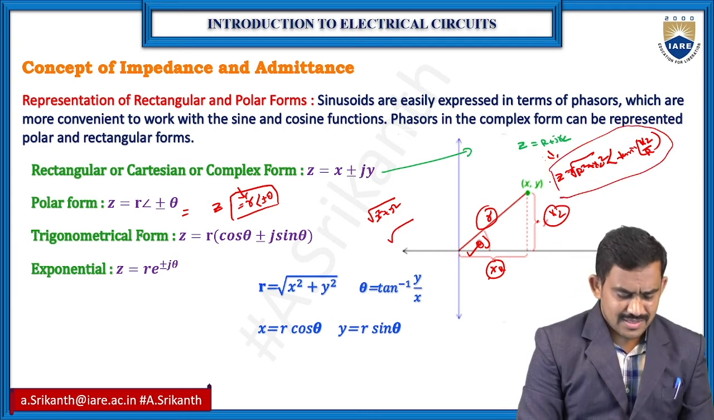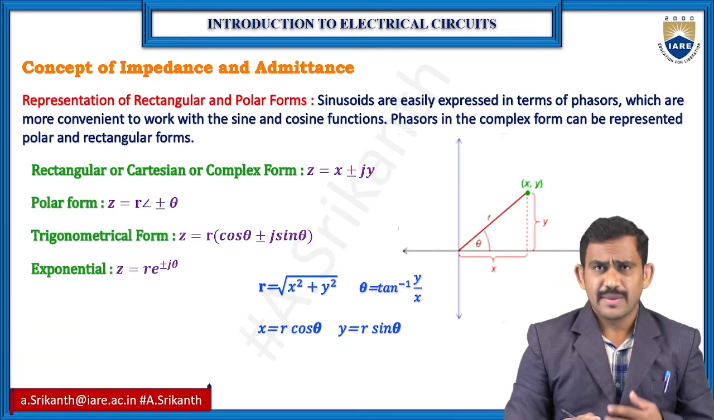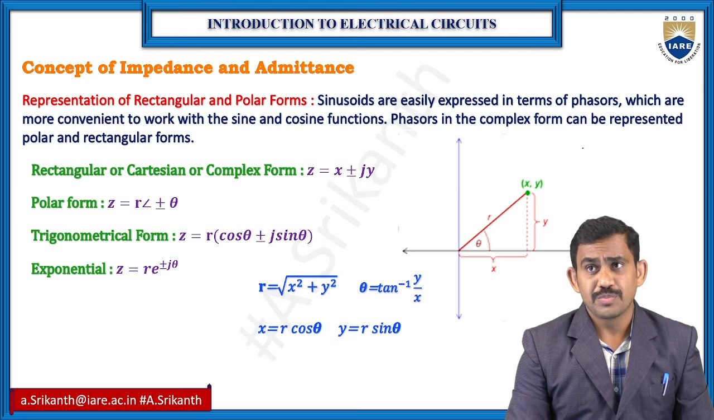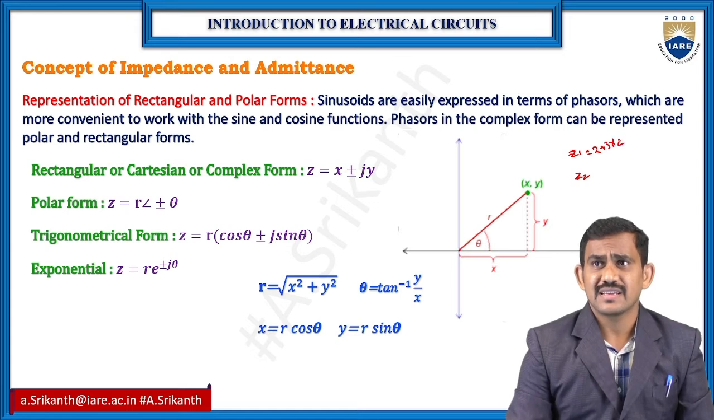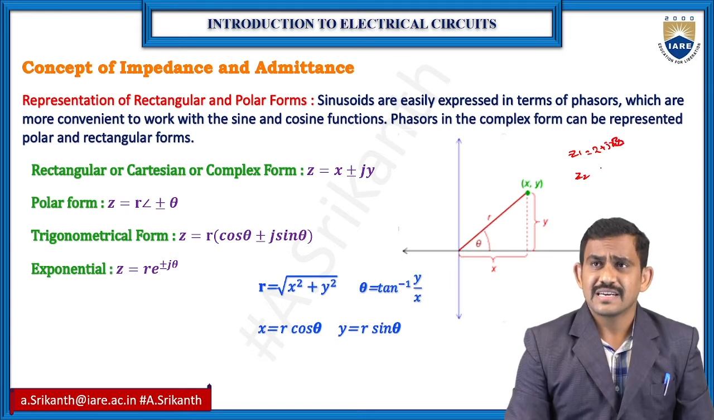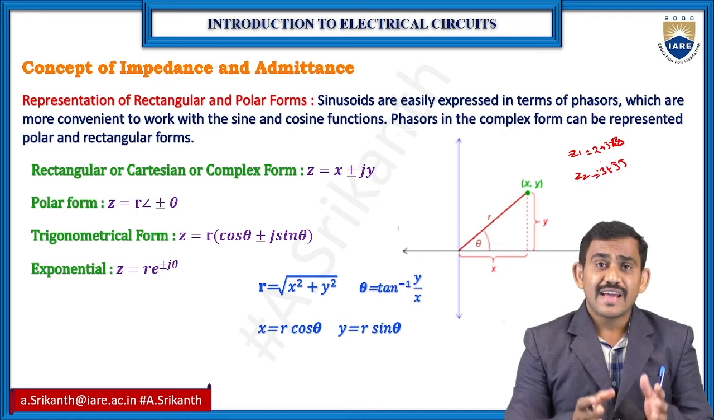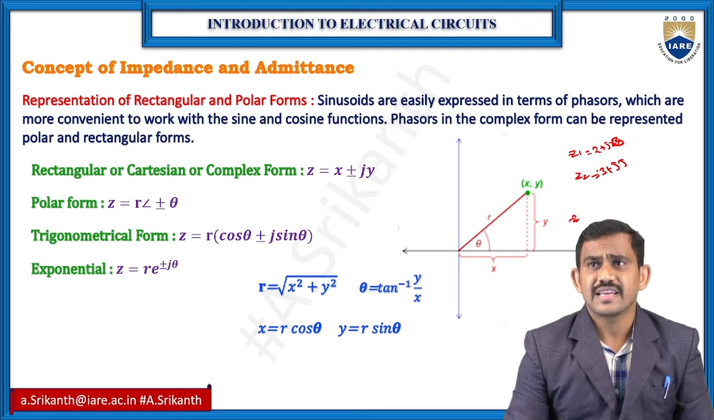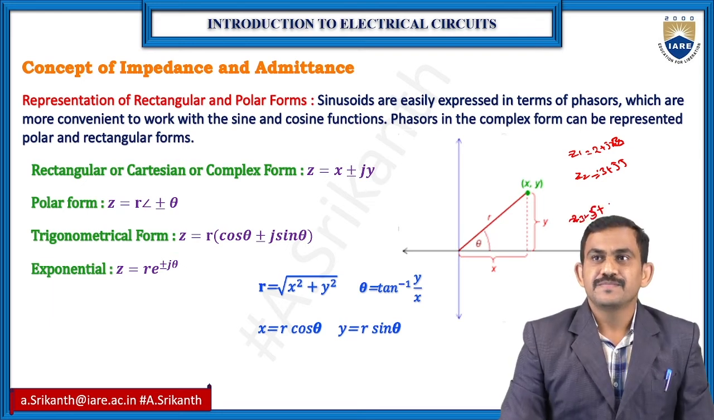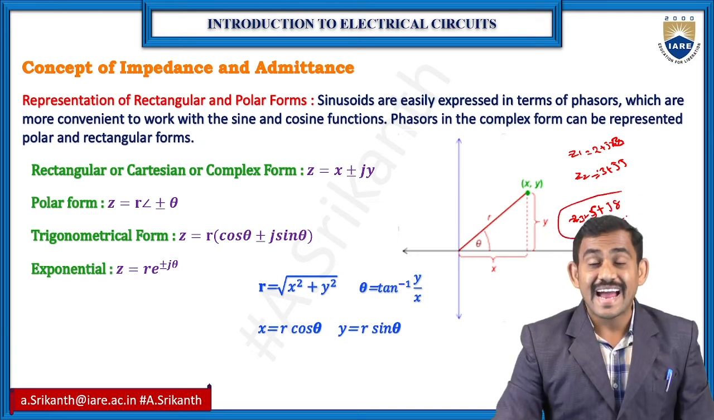So why do I need to find the polar and rectangular forms? Suppose I have two impedances, Z1 and Z2. Z1 is 2 plus j3, and Z2 is 3 plus j5. Now I want to add both values. We add the real values, so Z3 equals 5 plus j, 3 plus 5, we have 8. So we can add easily.